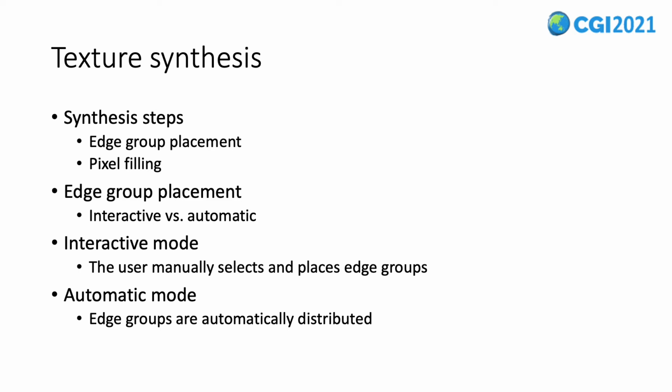In interactive mode, the user manually selects and places edge groups directly. In the automatic mode, edge groups are automatically placed based on the preset procedural rules.